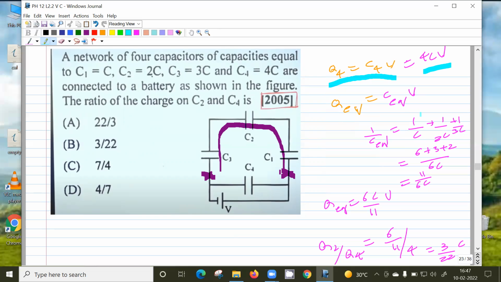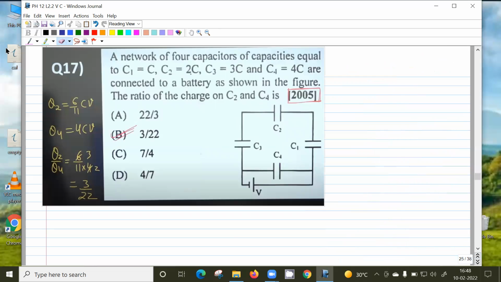And Q equivalent is C equivalent times V. And 1 by C equivalent is 1 by C plus 1 by 2C plus 1 by 3C. And that C equivalent is 6C/11. So Q equivalent is 6C/11 into V. And Q equivalent is same as Q2 because everything is in series, no? So Q2 by Q4 is 6/11 divided by 4. So that is 3/22. Is it clear? Yes, sir. Okay, I'm going to make some silly mistake.